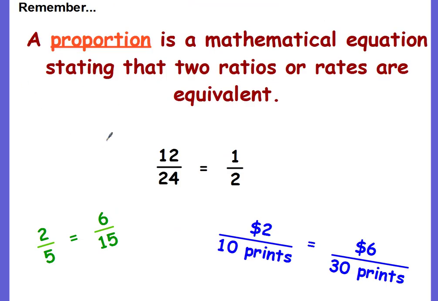Remember that a proportion is a mathematical equation stating that 2 ratios or rates are equivalent. And equivalent means that they're equal, that they're proportional. 2 to 5 is equal to 6 to 15. And we've already learned how to determine this. You could simplify it. You could find a scale factor. But this equal sign is stating that these are for sure equal. $2 for 10 prints is proportional or equal to $6 for 30 prints.